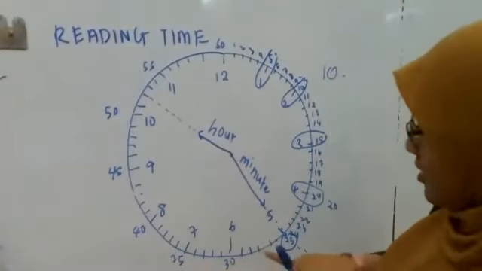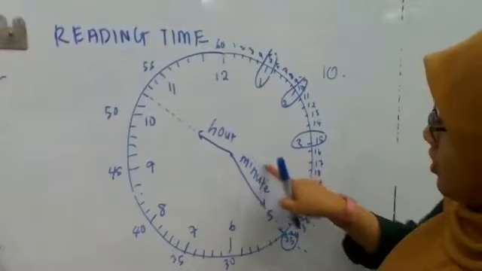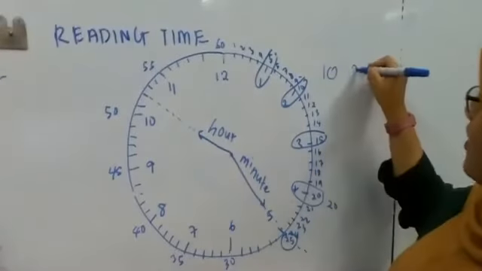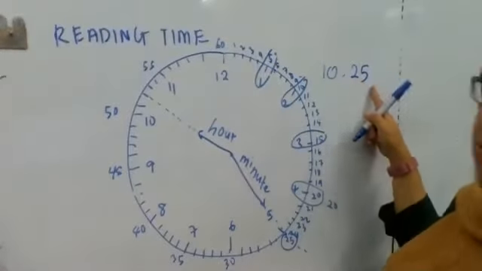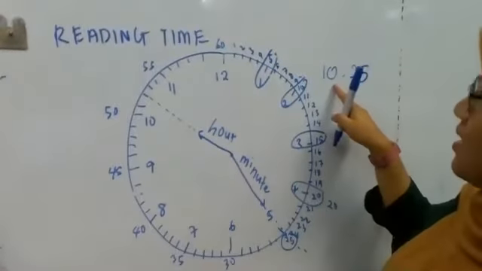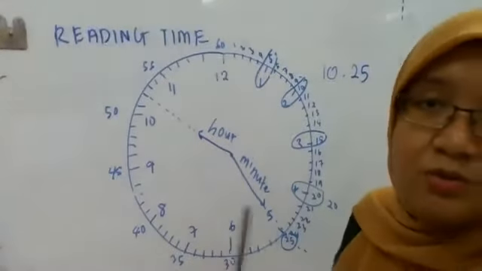And then the minute one. What is the minute one? Here, 25. The minute needle, or the long needle, is 25. So how do you write it? 10:25, which means 10 o'clock, 25 minutes. So that's how you read the clock.